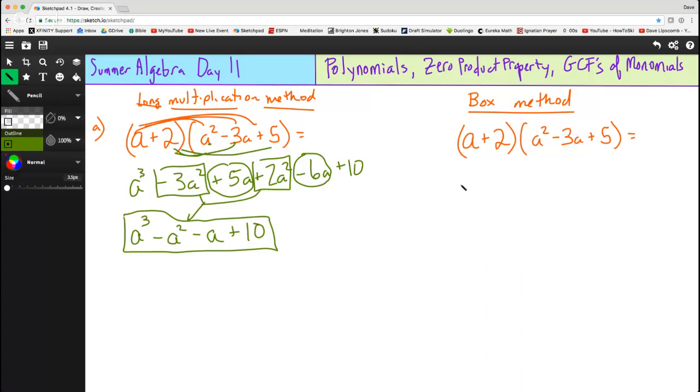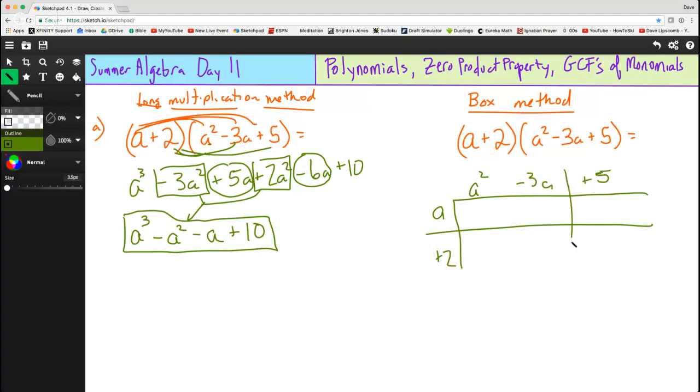Okay, now we're going to do this using the box method. I could have done this using the box method, and that looks like this. I say a plus 2. I write my terms on one side of a box, and then I write my other terms on the other side of the box, and I just do all my multiplication like this. Plus 5. See what I've done? I've just basically taken my a plus 2 and put my a and then plus 2 here. And then up here, I put my a squared, my minus 3, and my plus 5. And then I get a cubed minus 3a squared, and then 5a.